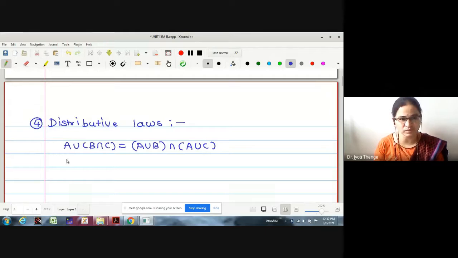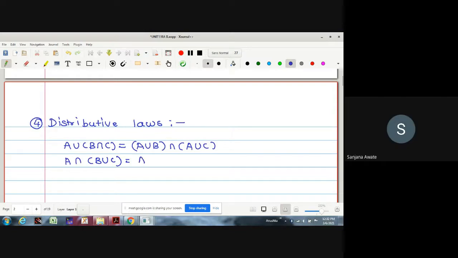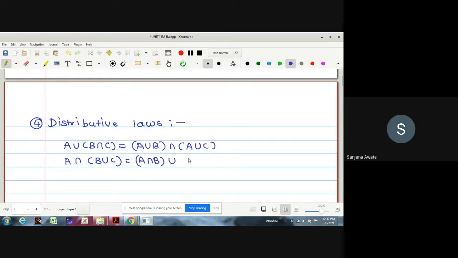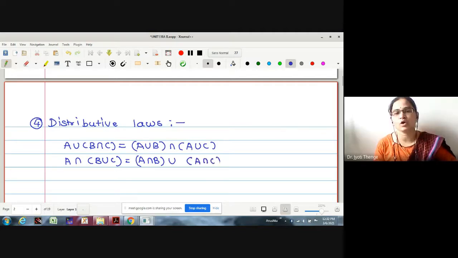What is one more? A intersection (B union C) is equal to (A intersection B) union (A intersection C). Okay, these are the laws known to us, right?